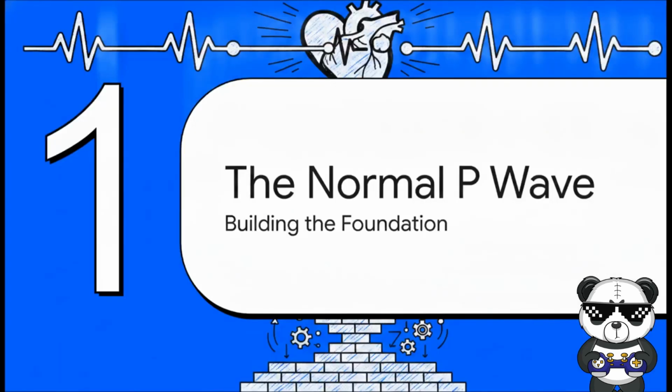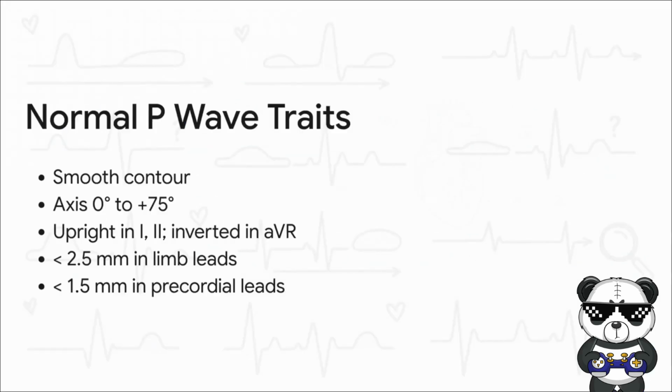Section 1. The normal P wave, building the foundation. First things first, we need to establish the baseline rules for a healthy rhythm. So the criteria for a healthy standard sinus P wave are actually remarkably strict. First up, you always want to look for a nice, smooth contour. The electrical axis normally sits right between 0 and positive 75 degrees.